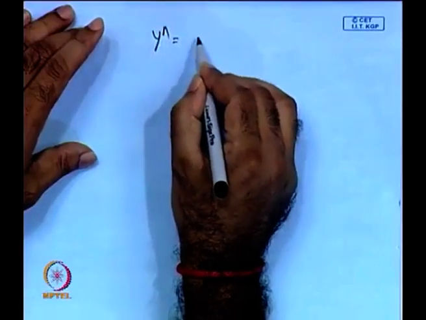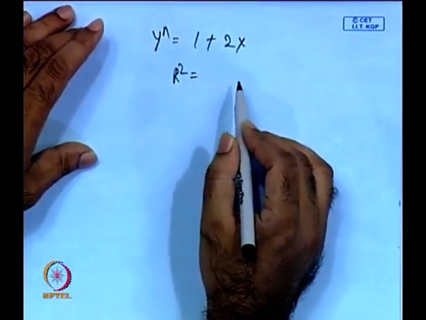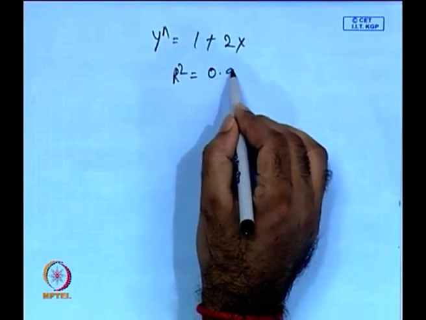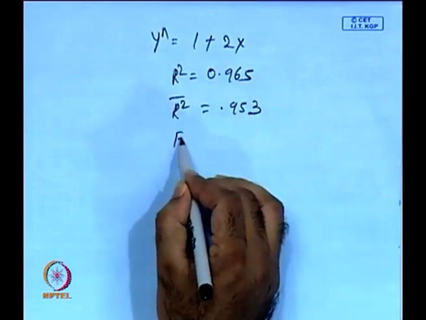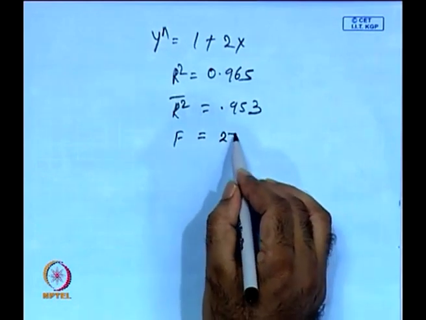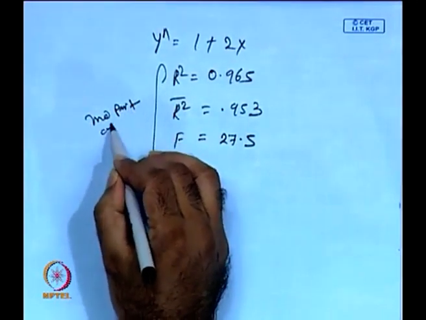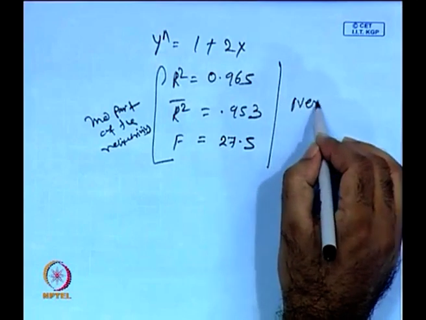So now, if we summarize all these details, then finally the estimated model will be y hat equal to 1 plus 2x, and R square equal to 0.965, then adjusted R square, R bar square, equal to 0.953, and F statistic equal to 27.5. Okay, so this is the second part of the reliability. This is the overall fitness of the model.